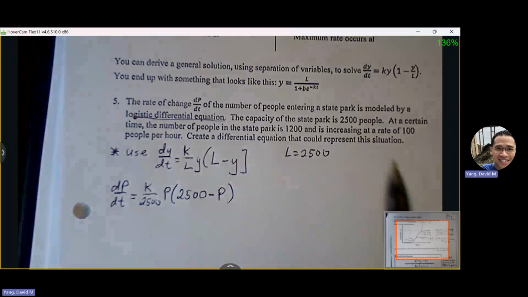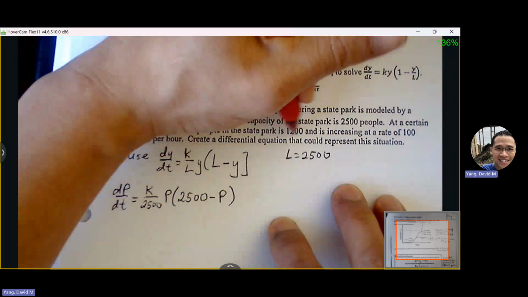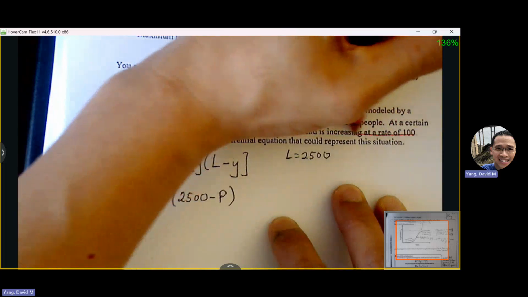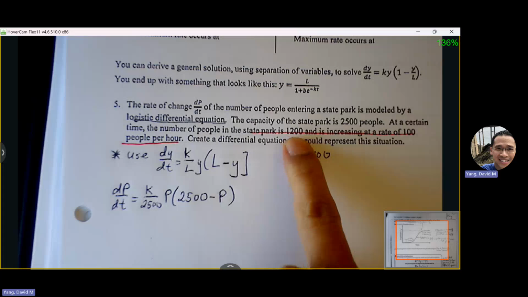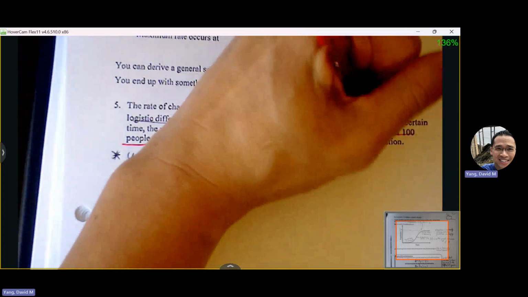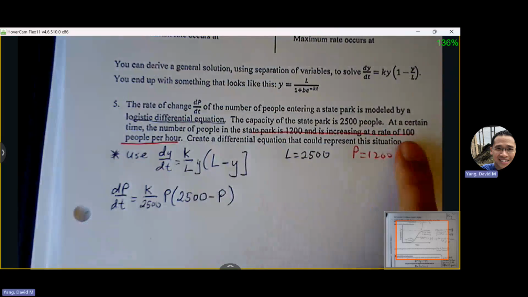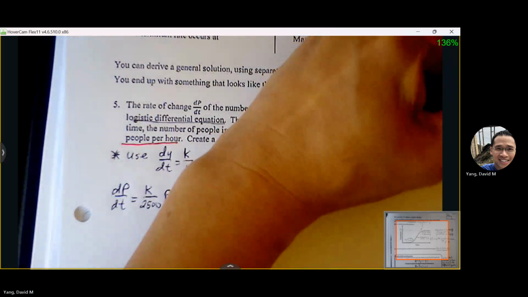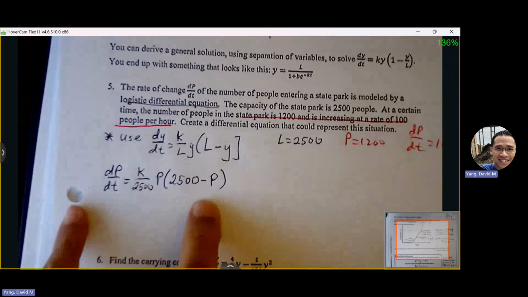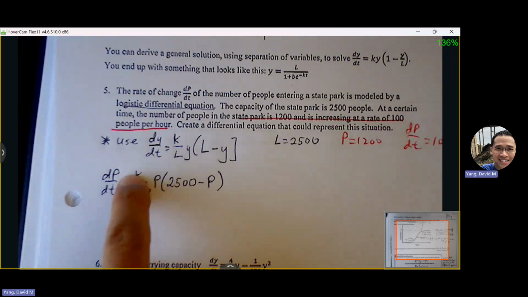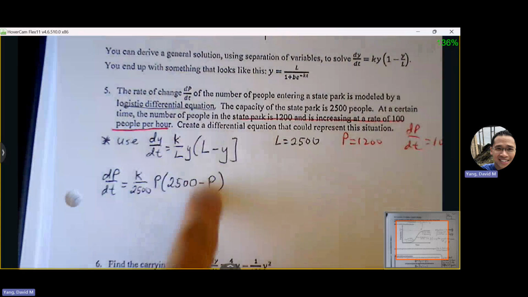Also, we know that at a certain time, the number of people in the park is 1,200 and increasing at a rate of 100 people per hour. So what can we assign to be 1,200? P, okay. At a rate of 100 people per hour. Yeah. And if we plug all that in, we should be able to solve for K. If we can solve for K, we can update this differential equation.